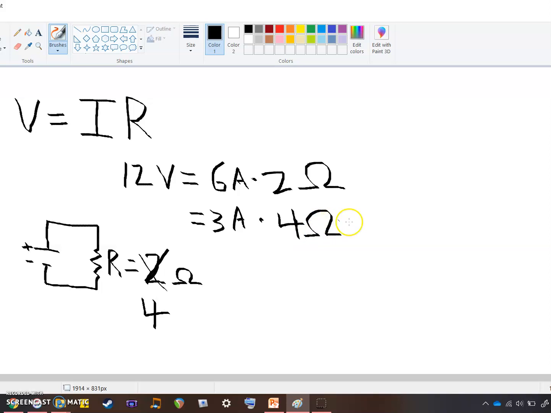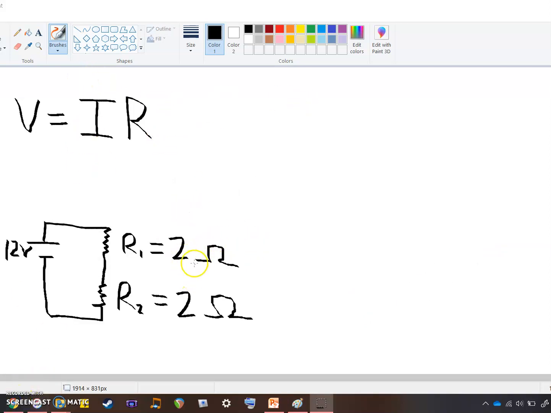Great. But now let's look at a system where we have 2 resistors. All right, so here we have two 2 ohm resistors in series, right? They're part of a single pathway. So the question is, what is our total resistance of our circuit?